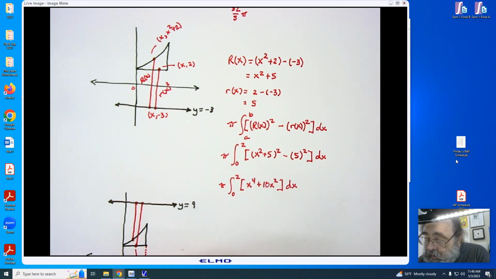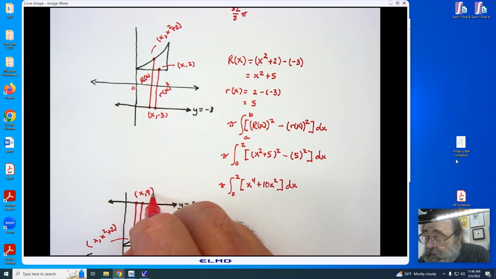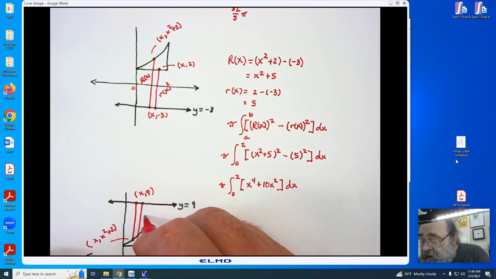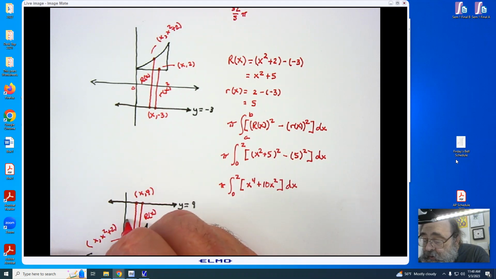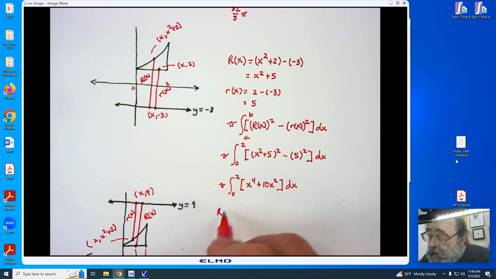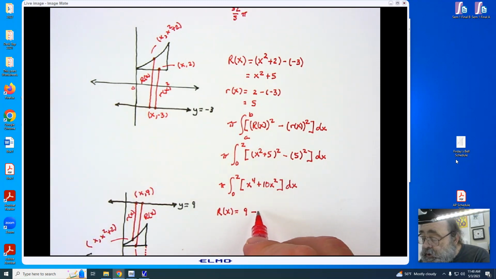This point right here, we know already is x comma 2. This point, since it's the same graph, is x comma x squared plus 2. What's changing is this point up here, x comma 9. Now we work with the upper minus lower. Identify the larger segment as the big R of x, the smaller segment as the lowercase r of x. Finding big R of x: 9 minus 2. Well, that's just 7.